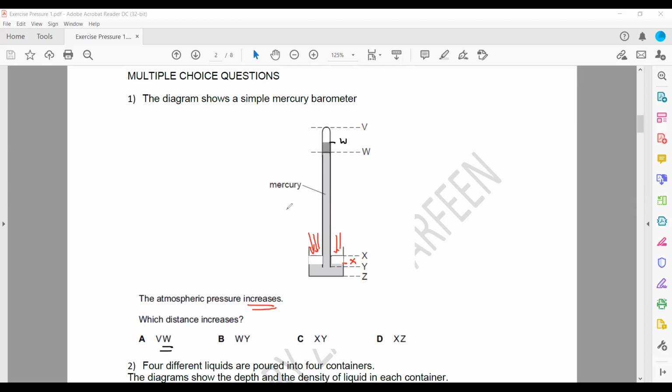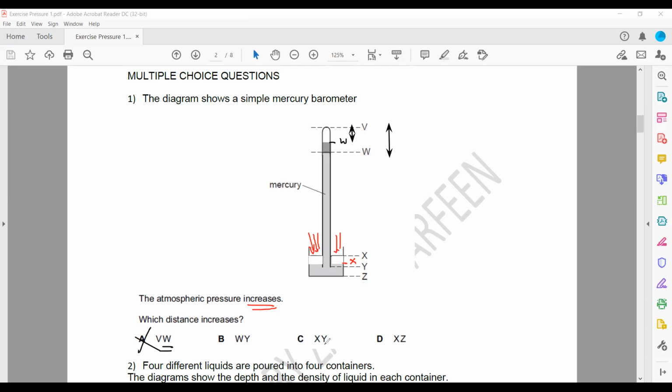When you check V and W, originally V and W was this, but now, because the new position of W is higher, the distance between V and W will not increase, it will decrease. That's why it cannot be A.